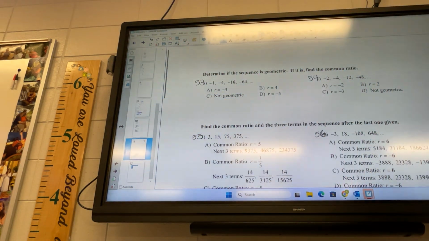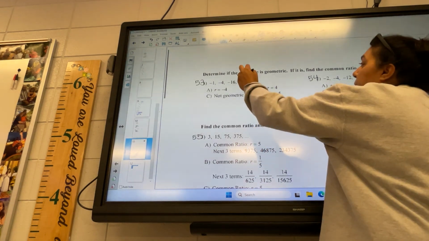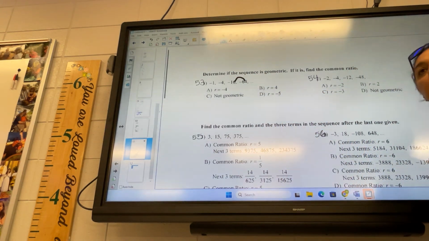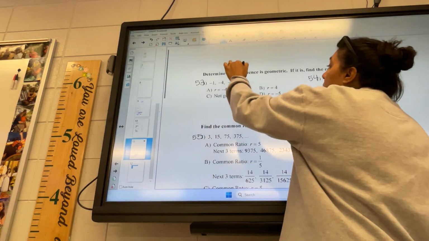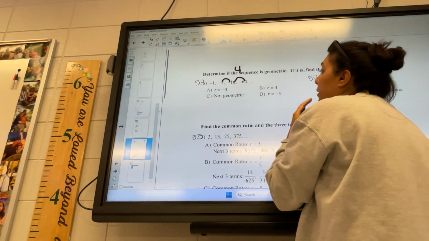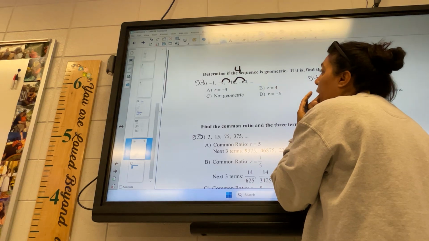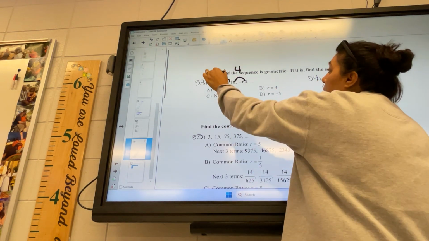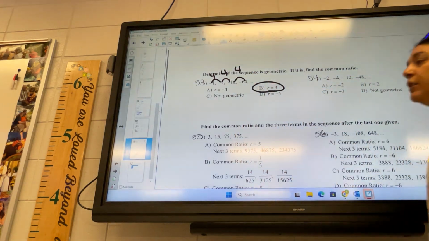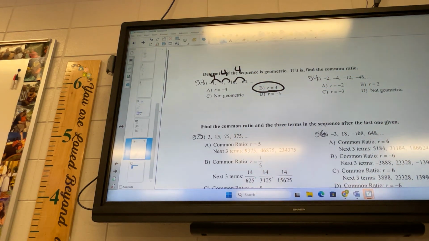Okay, 53. Determine if it's geometric. If it is, find the common ratio. So you're going to say negative 64 divided by negative 16. That's 4. Negative 16 divided by negative 4 is 4, and negative 4 divided by negative 1 is 4. You do need to check all three on those ones.